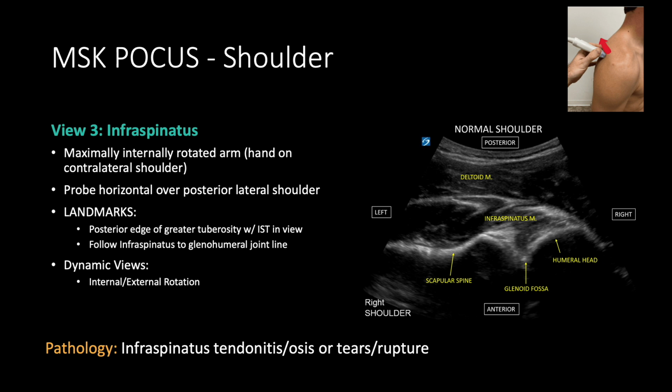The landmarks that you're looking for here are the posterior edge of the greater tuberosity with the infraspinatus tendon in view. Then you can translate your probe posteriorly, medially along the back of the shoulder, and eventually you'll be able to see the glenohumeral joint line. So you see the scapular spine down here, the humeral head with that greater tuberosity, and then the infraspinatus right over that. And this little V shape here is the glenoid fossa, and that's where we can investigate the glenohumeral joint in better clarity.